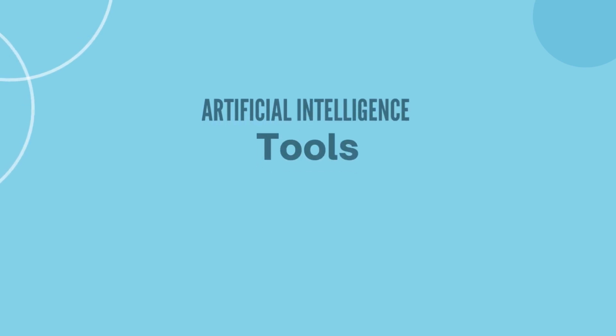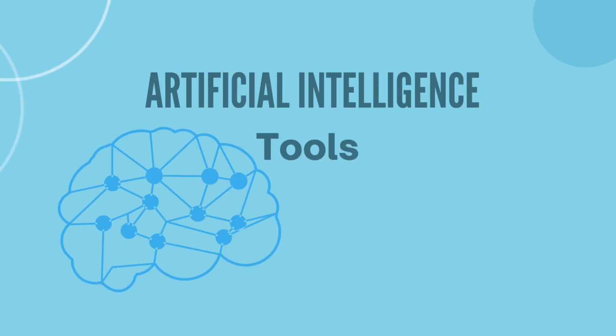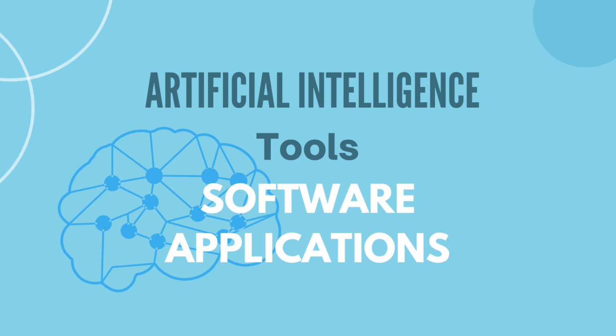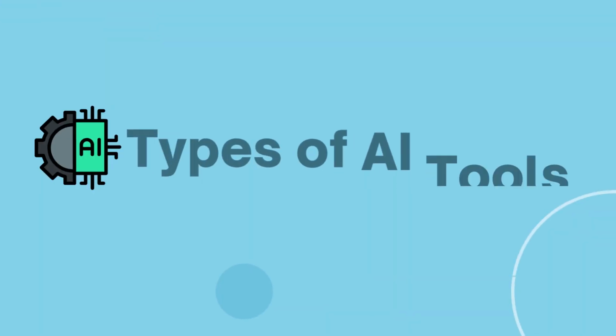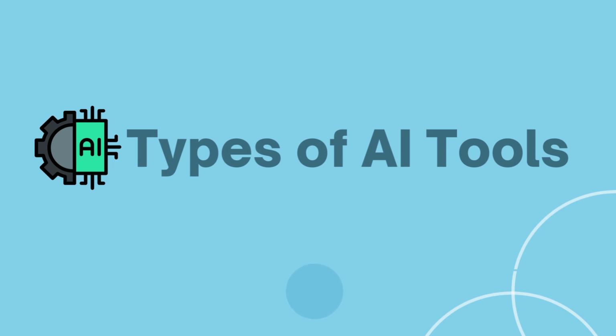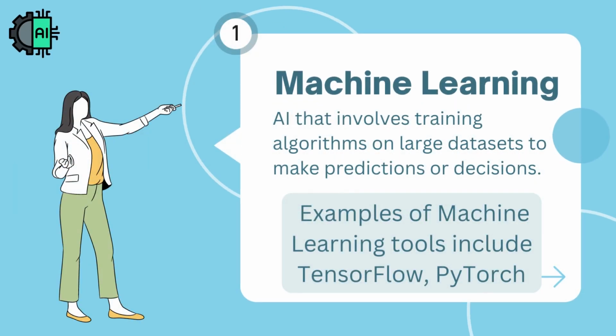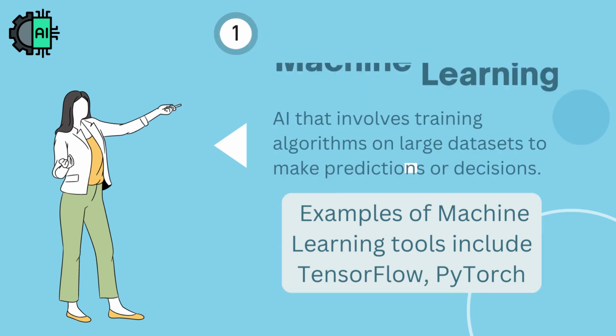Artificial intelligence tools refer to a wide range of software applications that use various AI algorithms and techniques to perform specific tasks. Here are some of the most common types of AI tools. Machine learning. This is the type of AI that involves training algorithms on large datasets to make predictions and decisions. Some examples of machine learning tools include TensorFlow and PyTorch.